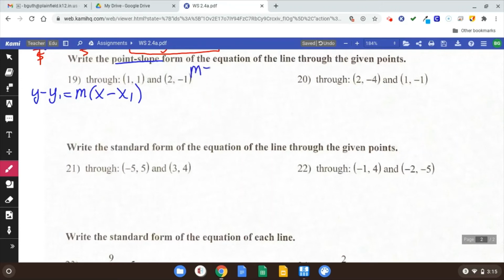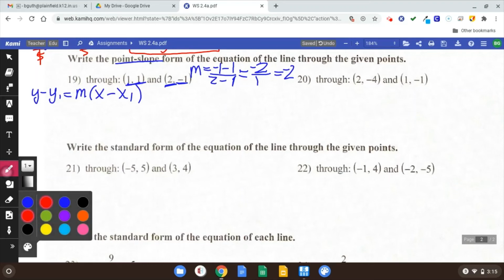M equals y2, this is -1, minus y1, is 1, over x2, is 2, minus x1, is 1. Numerator -2, denominator 2 minus 1 is 1. That reduces to just -2. So your slope is -2.